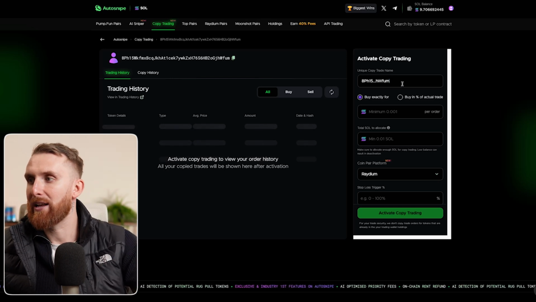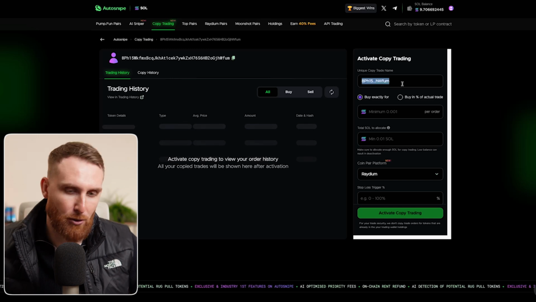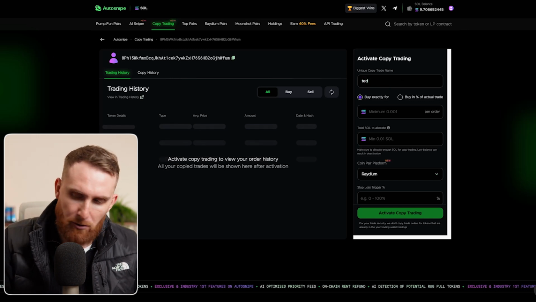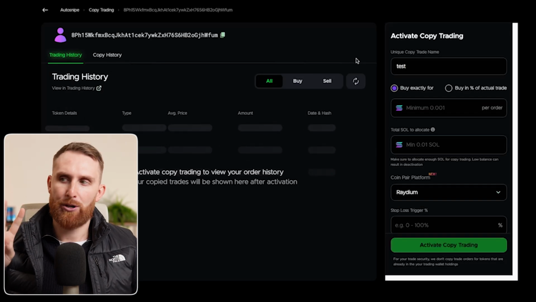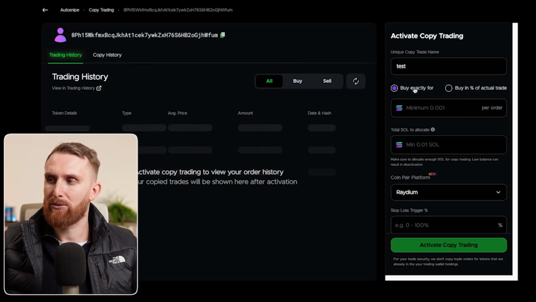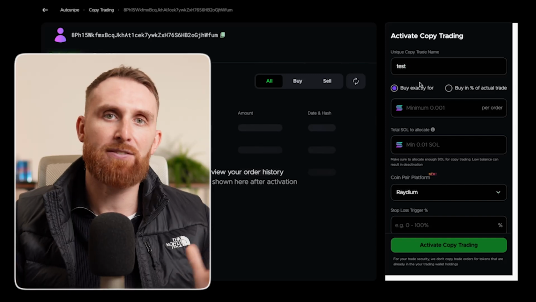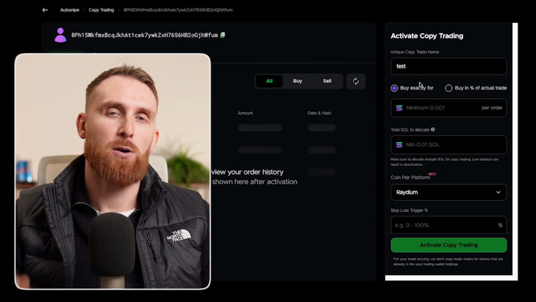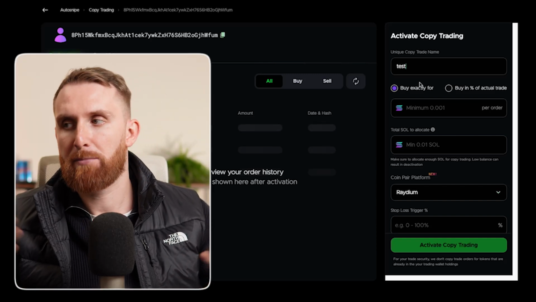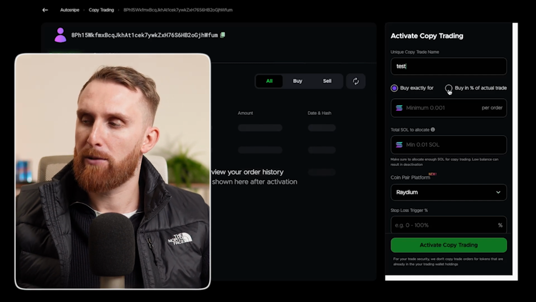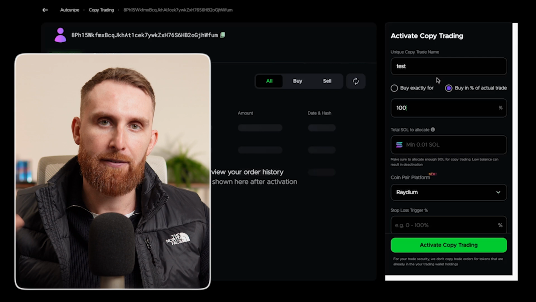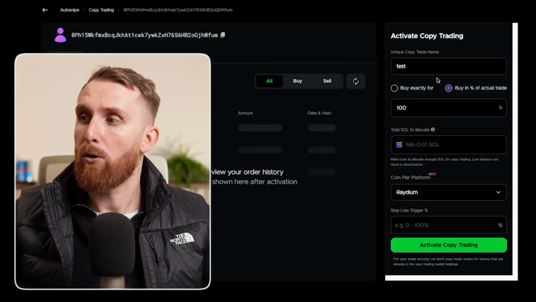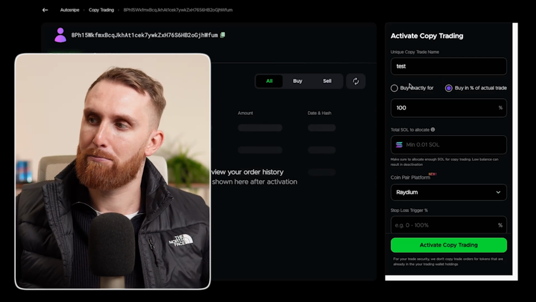So right here, we can name our copy trading profile. So let's do "test for YouTube", basically. Call the wallet you're copying "test". Next up, we have two choices. The first one is by exact amount, and the second is by the percentage of the actual trade. So for example, if the trader we're copying is buying 1 Solana worth of some kind of meme coin, do you want to copy the full amount? For example, you can copy 100% of his position. Basically, you're going to copy everything he's doing, same amount. Or for example, if you have a smaller budget, you can buy exact amounts.